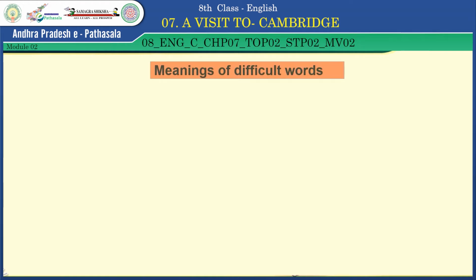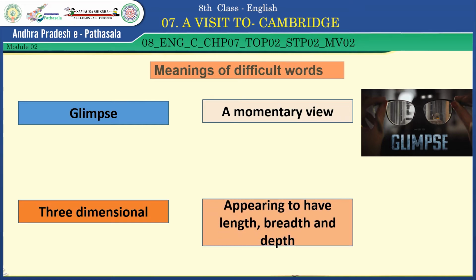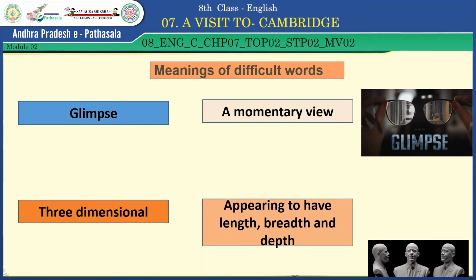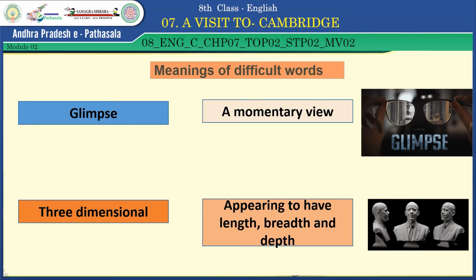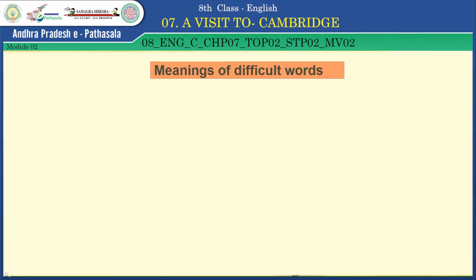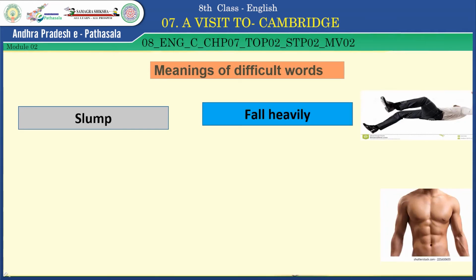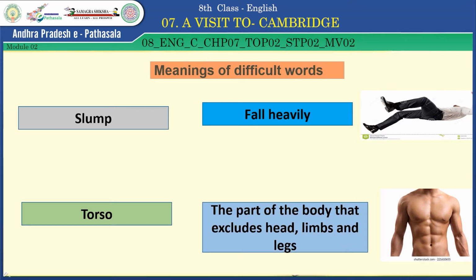Children, let's see meanings for a few difficult words we have come across in the given text. Glimpse, a momentary view. Three-dimensional, appearing to have length, breadth and depth. We'll see some more words and their meanings with images. Children, we'll see a few more meanings of the words with images. Slump, fall heavily. Torso, the part of the body that excludes head, limbs, and legs.